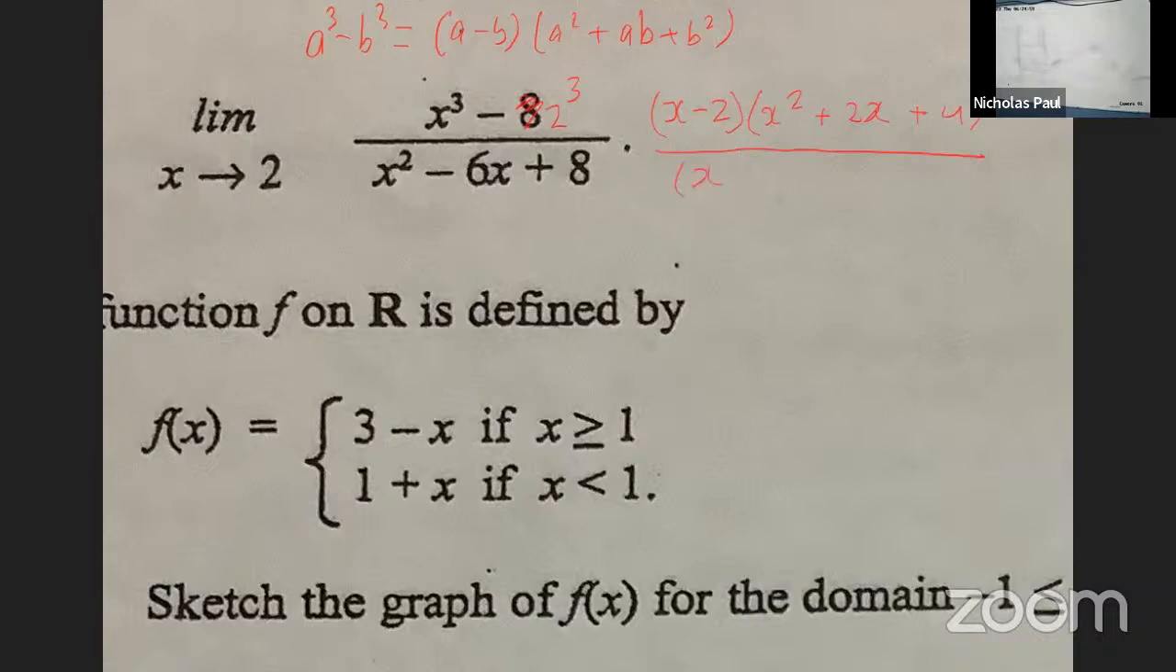That'll be x minus 4, x minus 2. This will cancel. And then when you plug in the 2, you'll get 2 squared plus 4 all over minus 2. So that is 4 and 4, 8 and 4, 12 over minus 2 is minus 6. Yeah, minus 6. Nice.